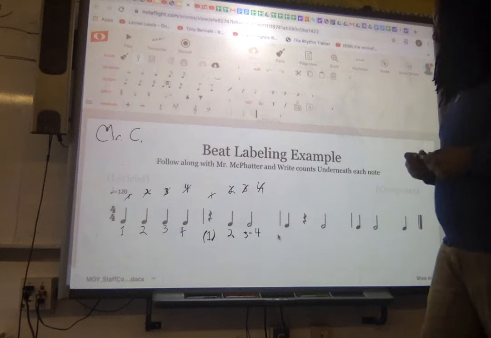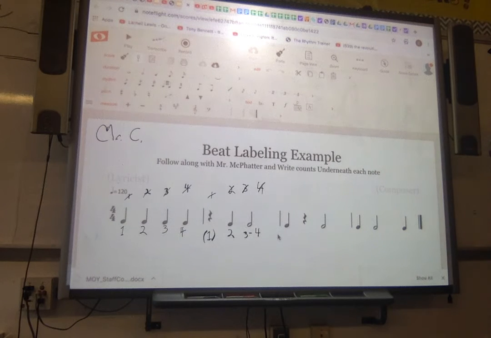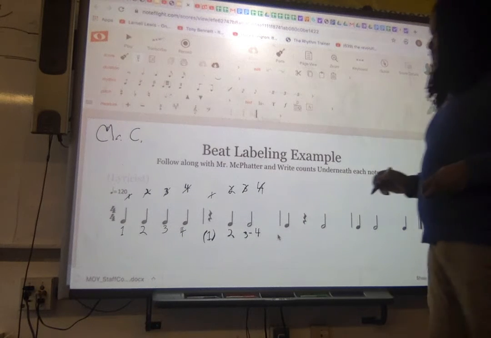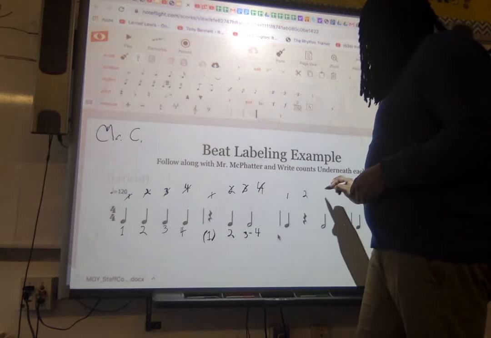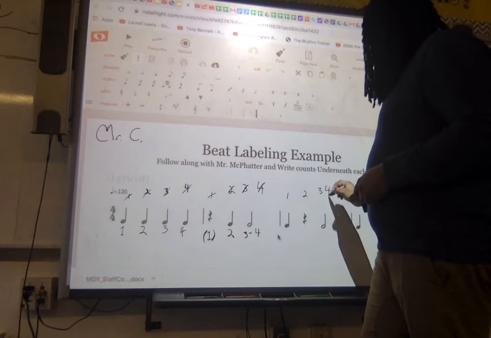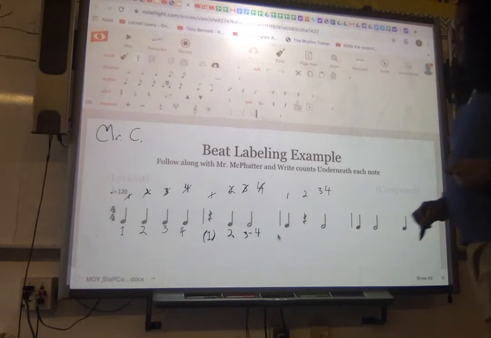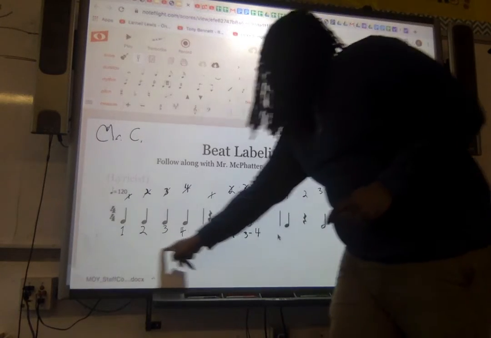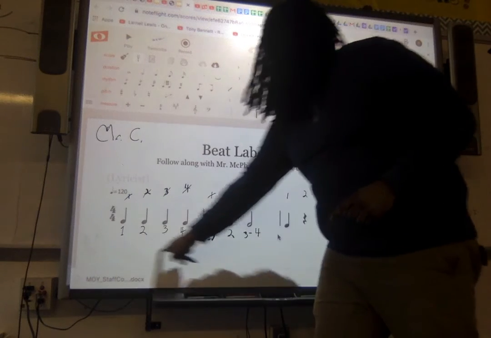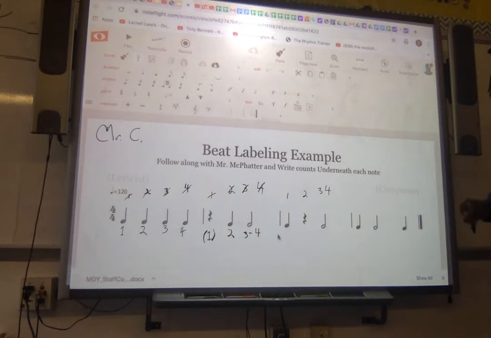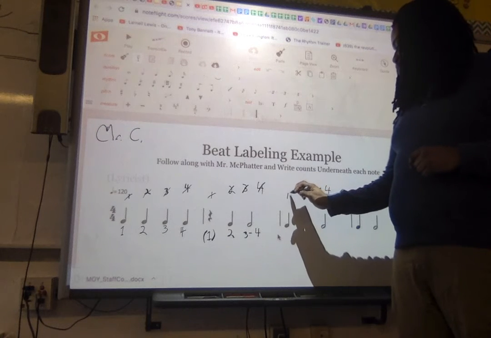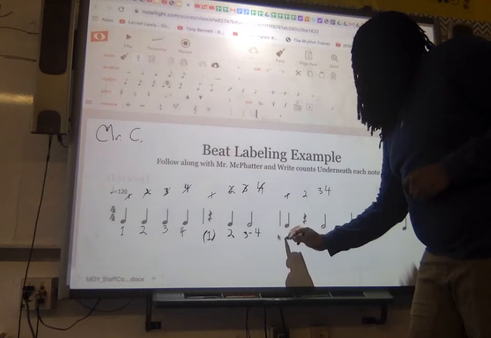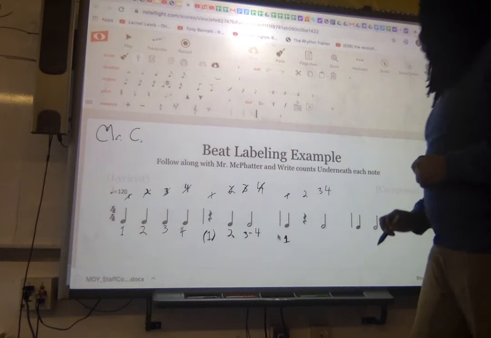All right. So for this next measure, of course, we start out with our step 1, which is to write out all the counts, all the possible counts in the measure. 1, 2, 3, 4, writing them out at the top. Oh, before I move on, our final answer is always going to be the counts at the bottom. Capiche? All right, we move on. This one's easy. We already know this quarter note gets 1 beat. So I'm just going to go ahead and give it the first beat of the measure.